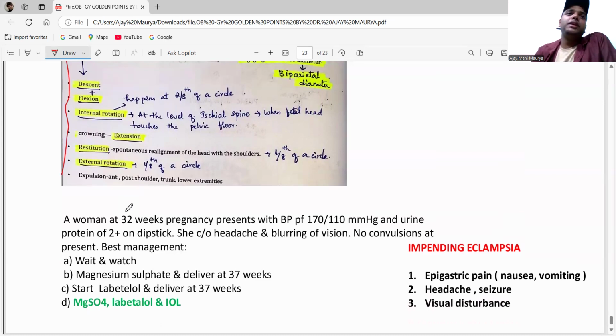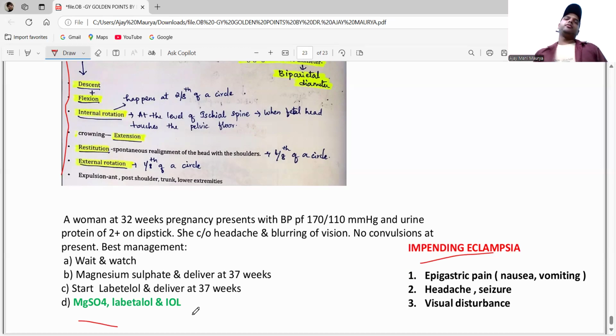Next here we can go into the case of impending eclampsia, guys. A woman at 32 weeks of pregnancy presents with a BP of 170 over 110 mmHg and urine protein 2+ on dipstick. She complains of headache and blurring of vision. No convulsions at present. So, guys, the headache and the blurring vision is the case of impending eclampsia. Symptoms are epigastric pain, headache, seizure, and visual disturbance. You have to do the MgSO4 and laboratory investigations.